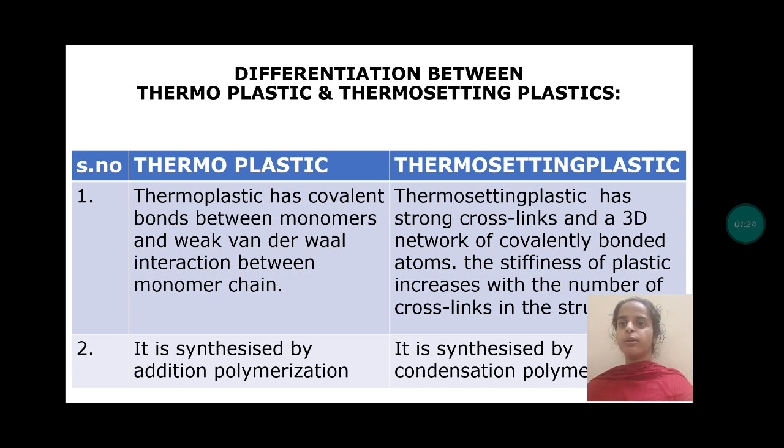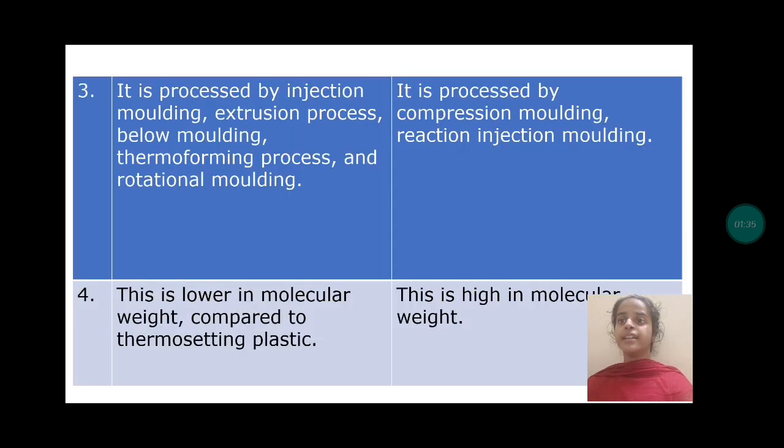Thermoplastic is synthesized by addition polymerization and thermosetting plastic is synthesized by condensation polymerization. Thermoplastic is processed by injection molding, extrusion process, blow molding, thermoforming process and rotational molding. And thermosetting plastic is processed by compression molding and reaction injection molding.